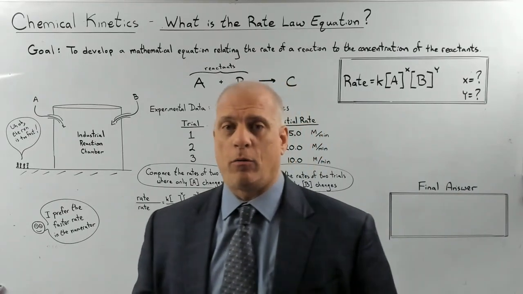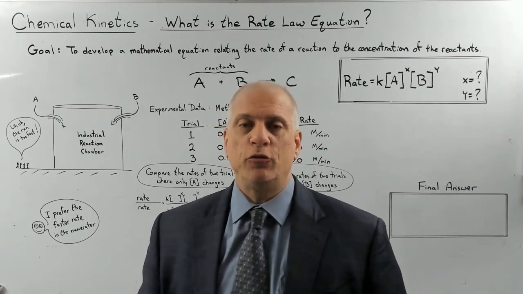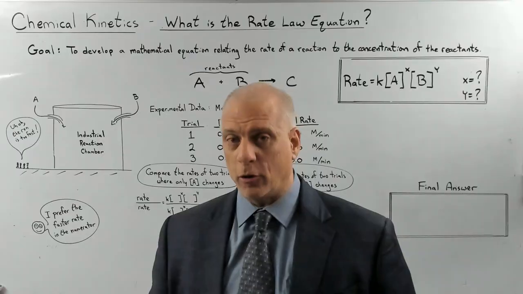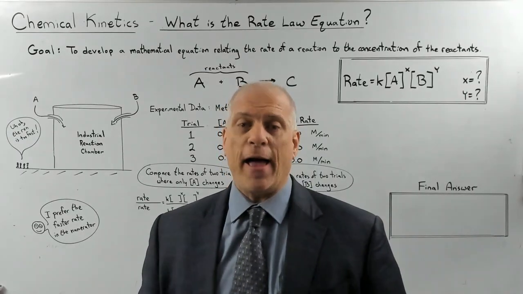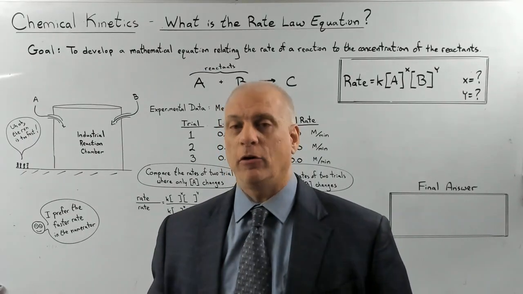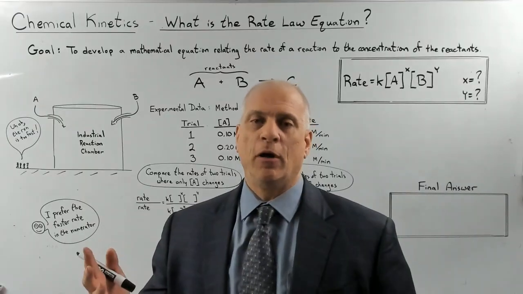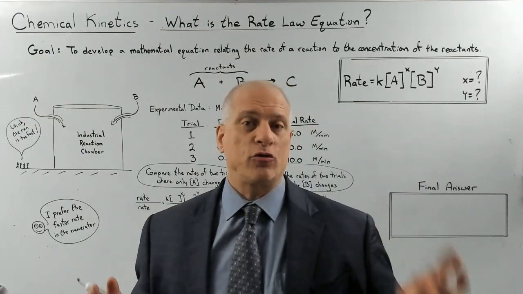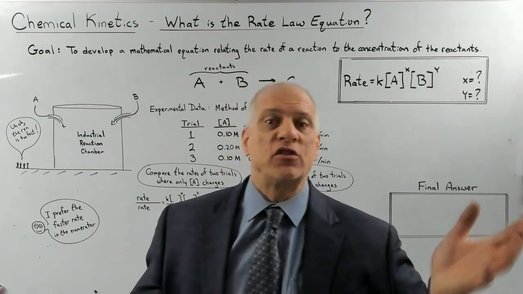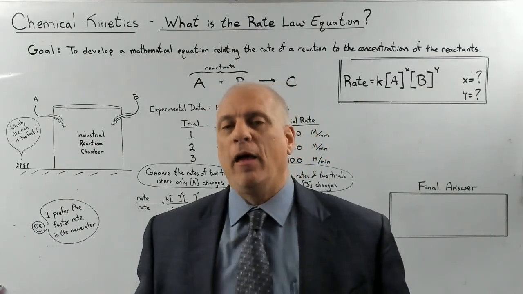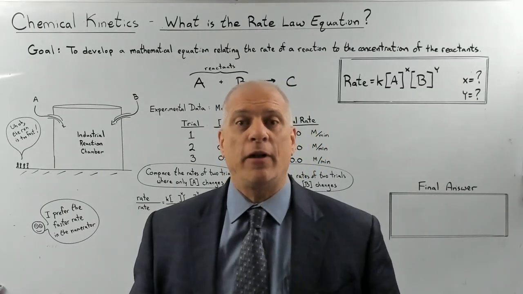An important goal in chemical kinetics is to develop a mathematical equation that describes the rate of a reaction, or how fast the reaction goes, based on the concentration of the reactants, how much stuff you put in there. Take, for example, an industrial application.